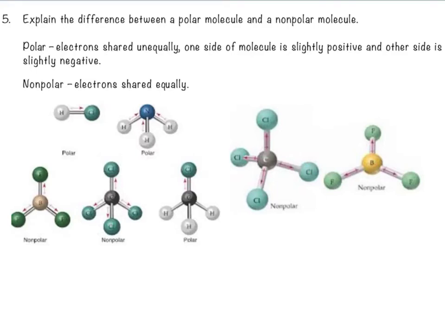So notice some of these, like here you have hydrogen chloride or hydrochloric acid. This is definitely polar because the chlorine has a stronger attraction for the electrons than the hydrogen. Same thing here with ammonia. The nitrogen has a stronger attraction and all the electrons move toward it. This molecule has a specific shape. This one is called a trigonal pyramid.